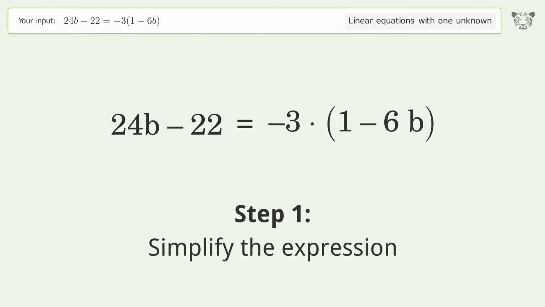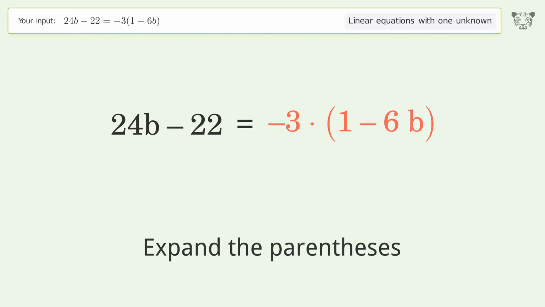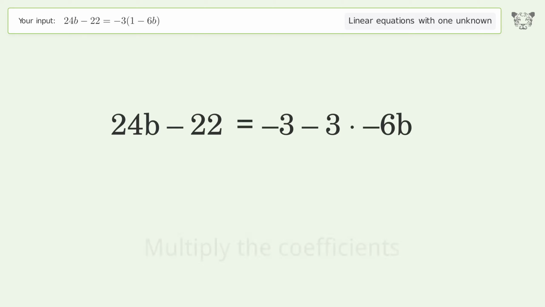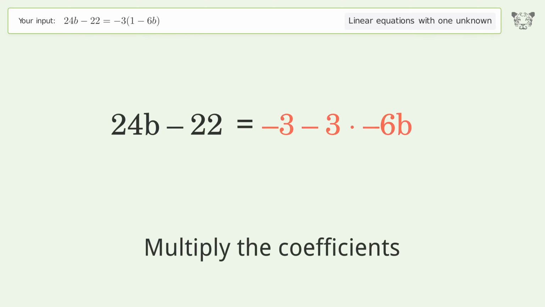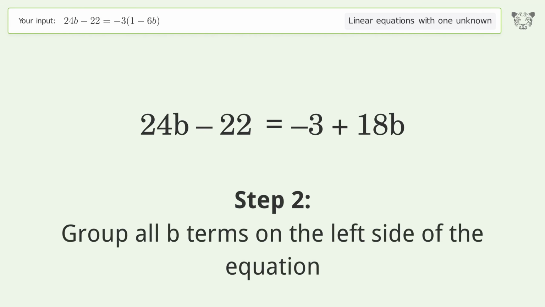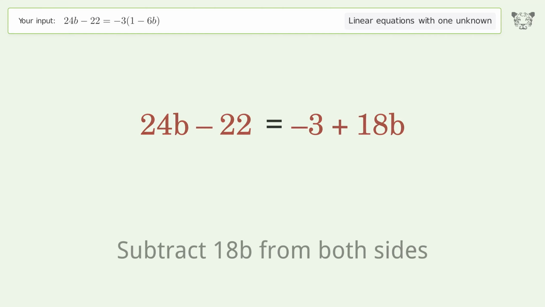Simplify the expression. Expand the parentheses. Simplify the arithmetic. Multiply the coefficients. Group all b terms on the left side of the equation. Subtract 18b from both sides.